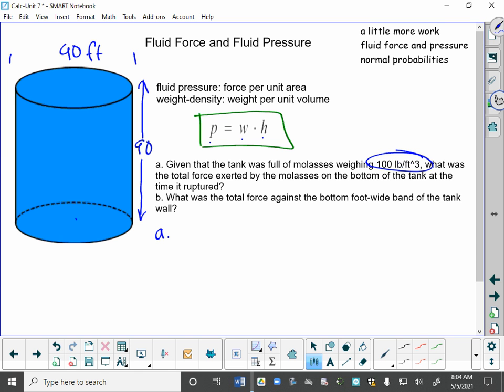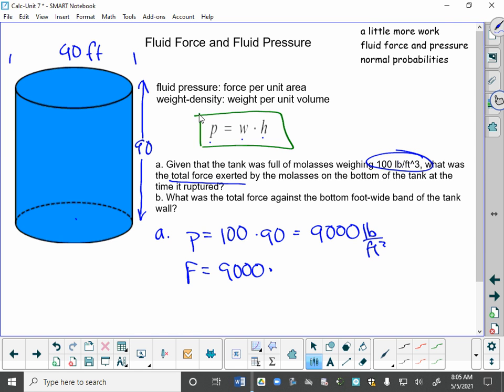So not a lot of calculus going on in this part, but our fluid pressure at the bottom was the weight density of 100 times the height, okay, which is going to be 9,000 pounds per square foot. And so if we want the total force on the bottom, which is going to be measured in pounds, then we're going to do that 9,000 and multiply by the area on the bottom.